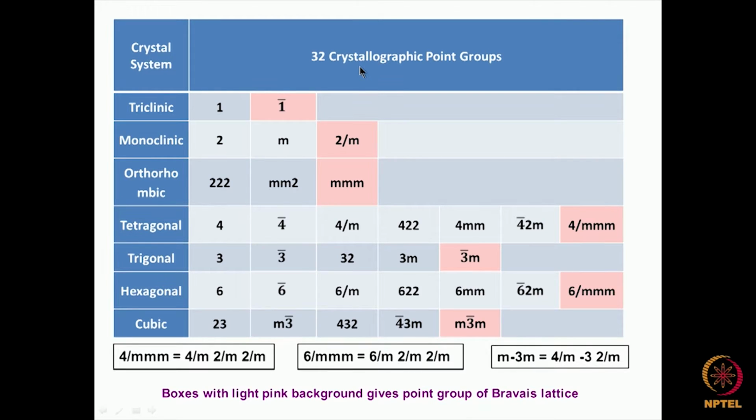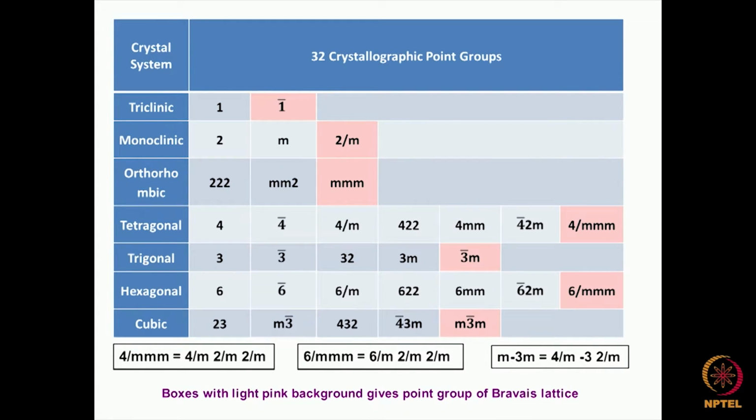These 32 crystallographic point groups correspond to the 7 crystal systems, and we can group them. Triclinic has 1 and 1 bar. Monoclinic, if you look at it, has 2, m and 2/m.